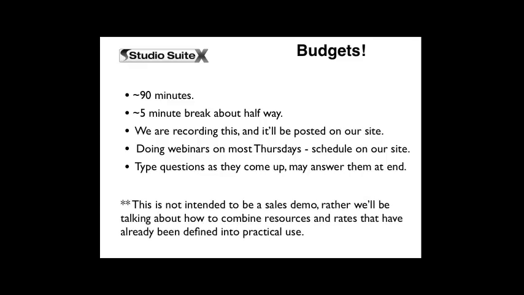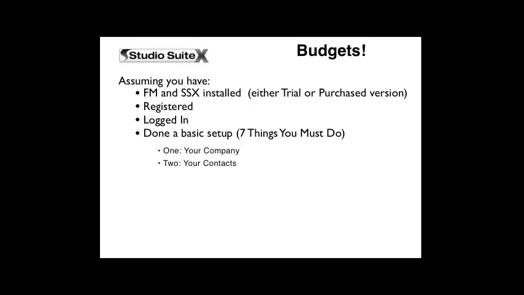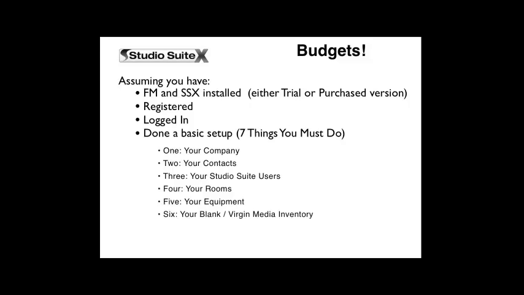And just to confirm, this is not really supposed to be a sales-oriented demo, but we're talking about how to combine resources and rates into budgets that you can put into practical use. We are assuming that you have FileMaker and Studio Suite installed, either the trial or purchased version, you're registered, you're logged in, and you've done a basic setup of the 7 things you must do. Putting in your company, your contacts, your Studio Suite users, your rooms, your equipment, your blank virgin media inventory, your services, and your rates that go along with all that.